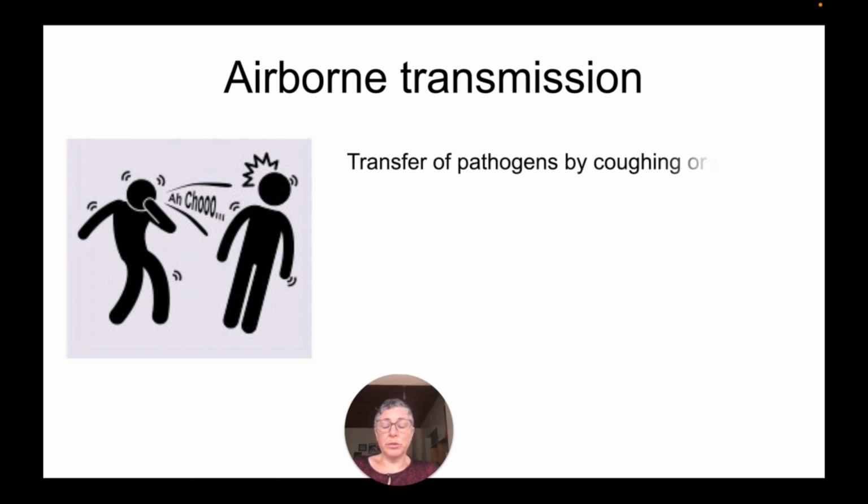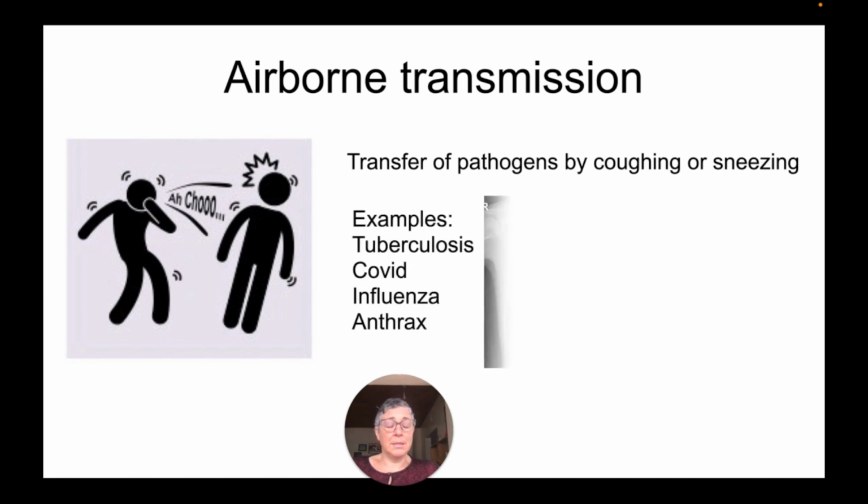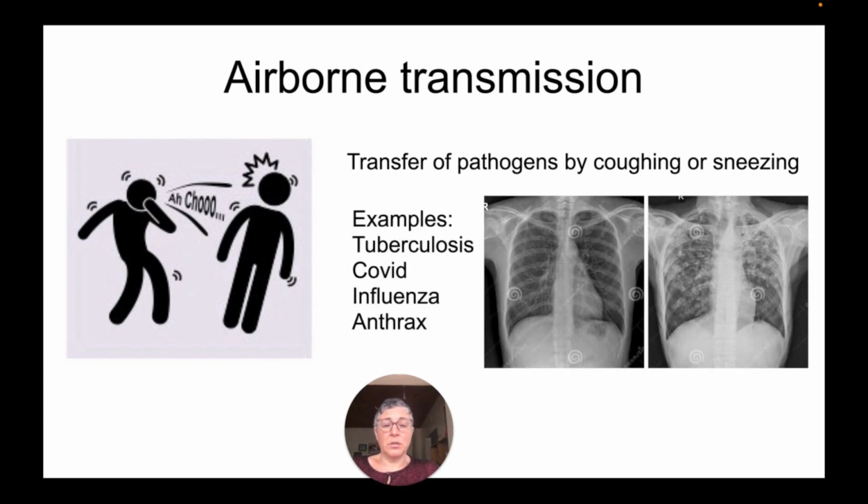Then we have airborne transmission. This is the transfer of pathogens by coughing or sneezing. Examples of this type of transmission are tuberculosis, which is pictured in the X-ray there, COVID, influenza, and anthrax. So these all would be like respiratory type of diseases. You can see the lung on the left is clear versus the lung on the right, which has patches of white, which is showing a lung that has had tuberculosis.